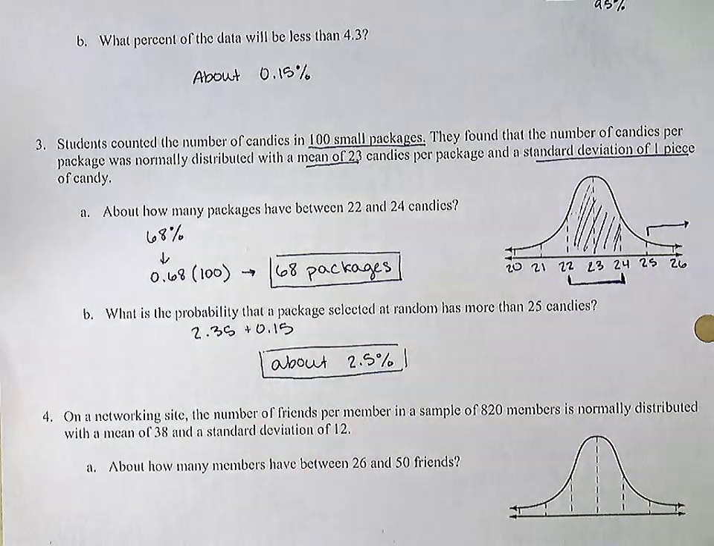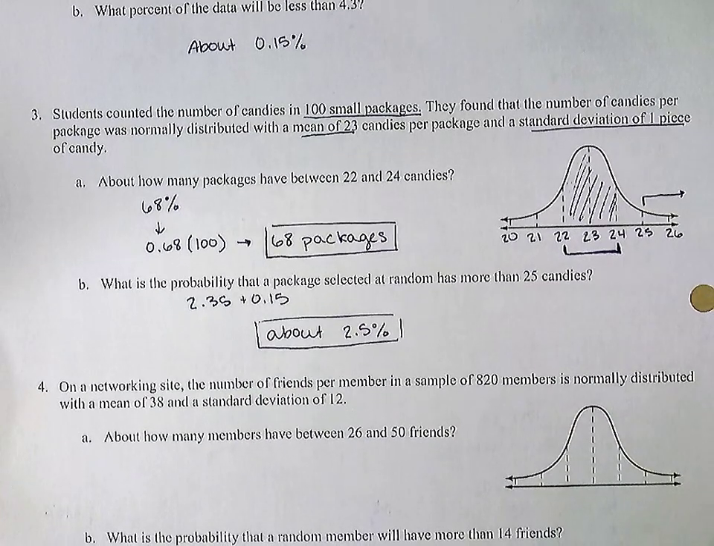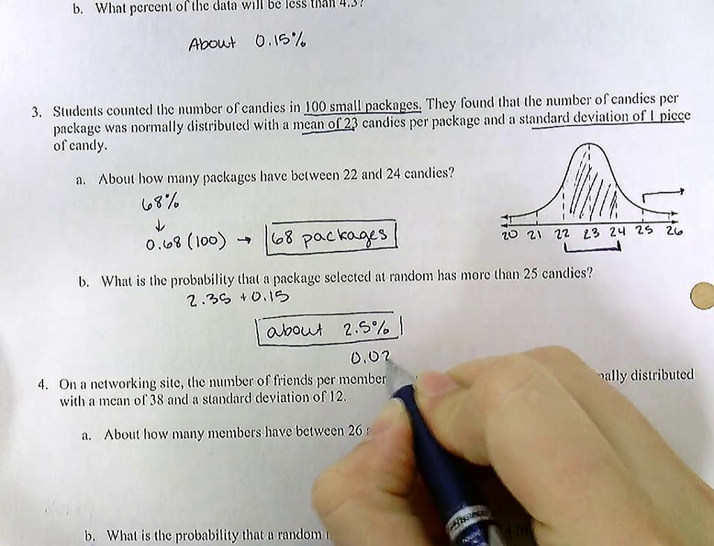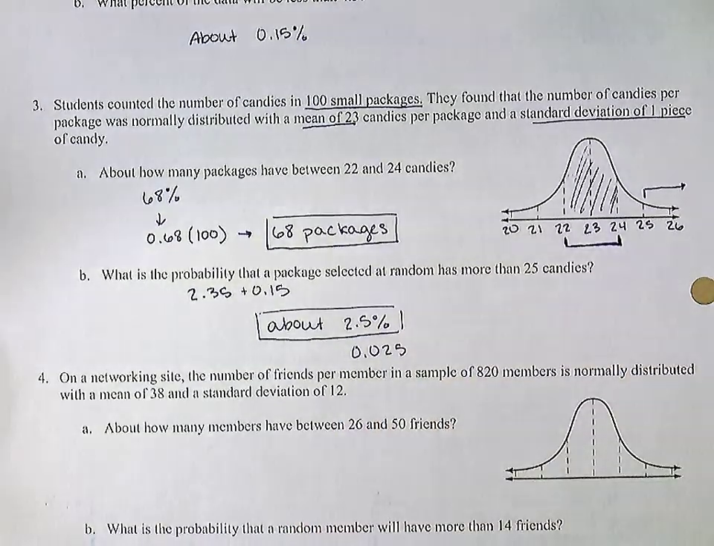Okay, so I can write it as a percent. If you wanted to write it as a decimal, you could. So you'd say 0.025 if you wanted to do that type of probability. Okay, questions on number 3?